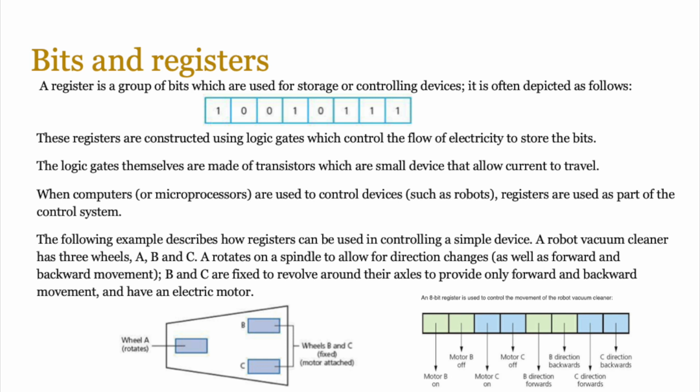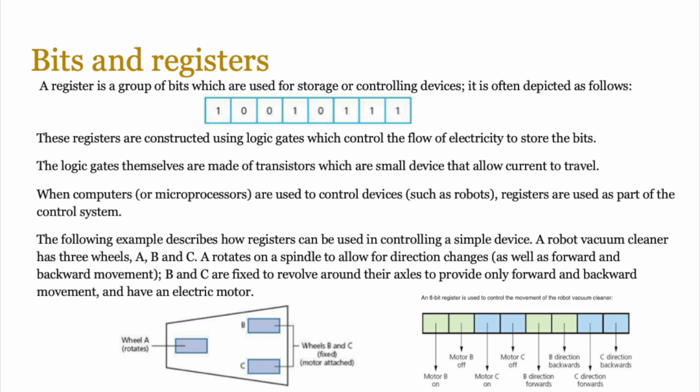Now, these registers are constructed using logic gates, which control the flow of electricity to store the bits, and we know that from the first lesson. The logic gates themselves are made of transistors, which are small devices that allow current to travel. So either they flip a switch to allow current or they turn it off.